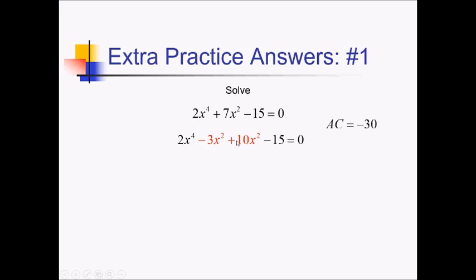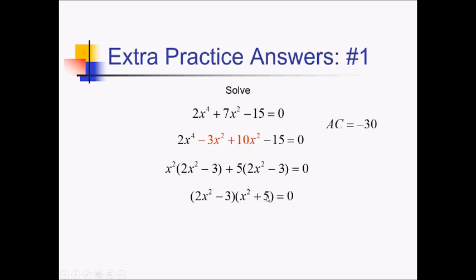And now that I have 4 terms, I can solve the rest of the way by grouping. So taking a look at the first two, I can take out a common factor of x squared. That leaves me with 2x squared minus 3. And then for the last two, I can take out a 5. That leaves me with 2x squared minus 3. Now I can take out 2x squared minus 3, and that leaves me with x squared plus 5 in the other parentheses.